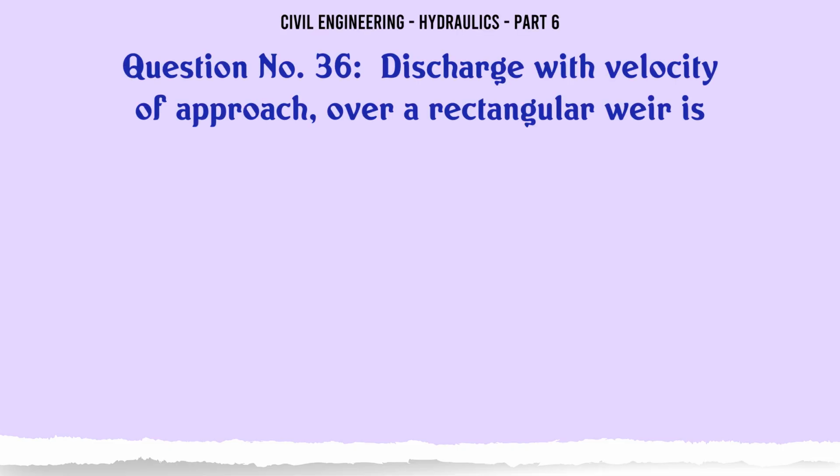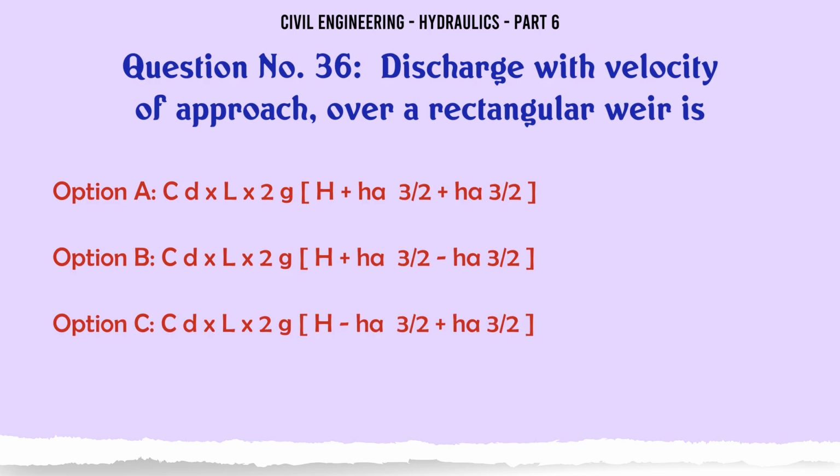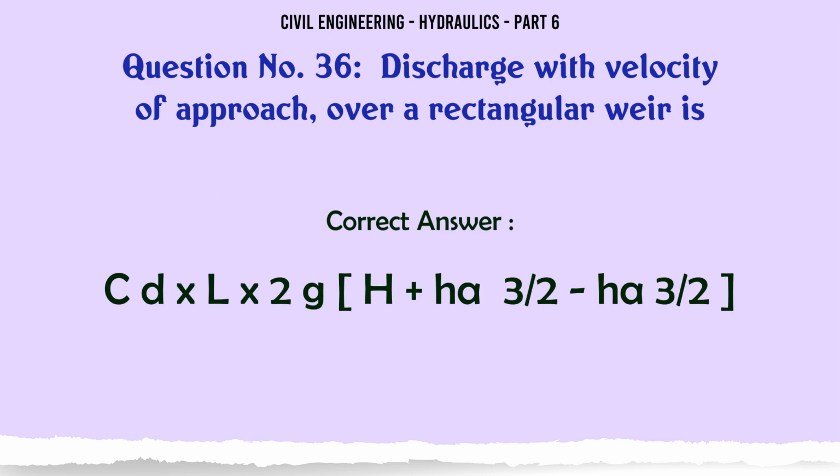Discharge with velocity of approach over a rectangular weir is given by one of four formulas, A, B, C, D, each of the form C_d x L x sqrt(2g) x H^(3/2) with different terms. The correct answer is C.